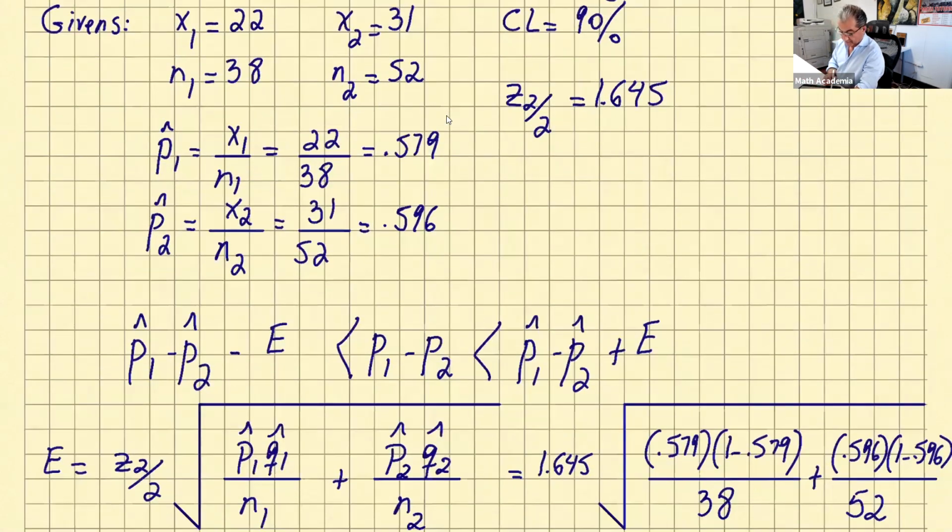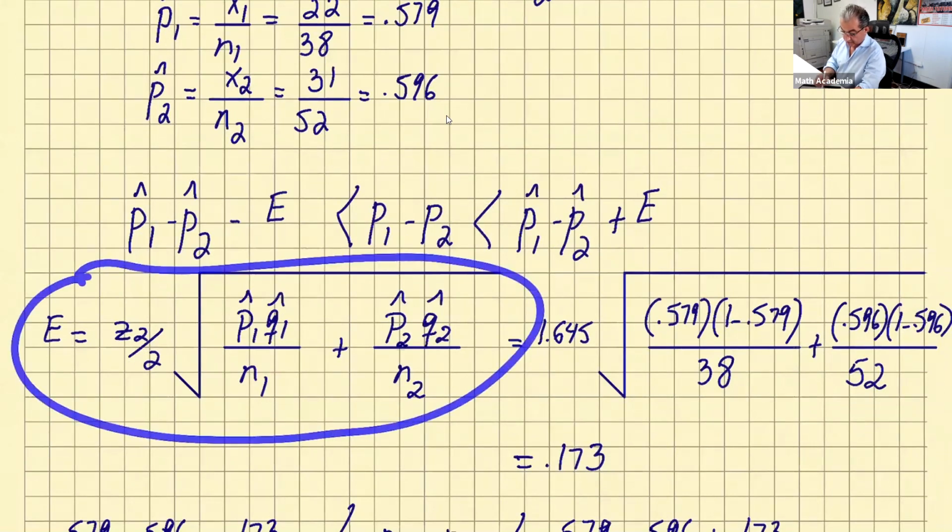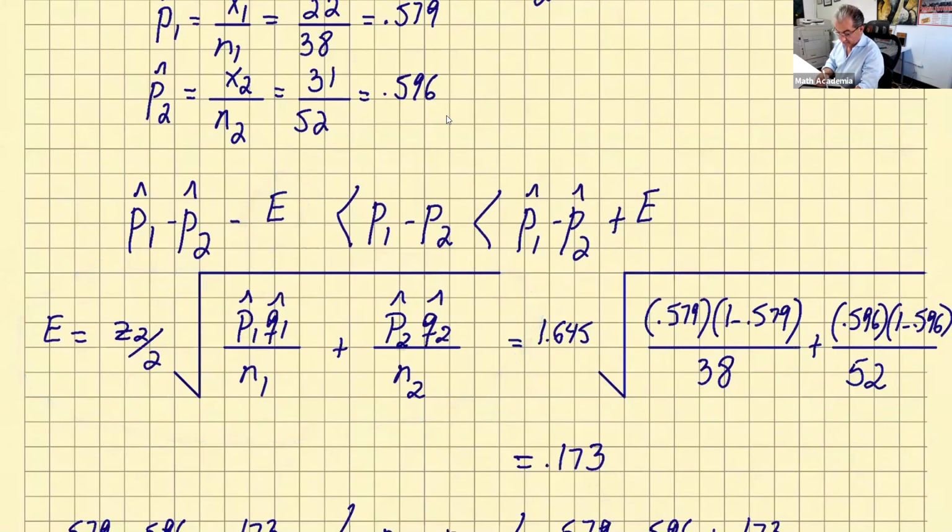Now the formula for that is p hat 1 minus p hat 2 minus E, then p1 minus p2, and on the right side, p hat 1 minus p hat 2 plus E. The formula for E is z sub alpha over 2 times the square root of p hat 1 q hat 1 over n1 plus p hat 2 q hat 2 over n2. We always use z anytime we are dealing with proportion or proportions. So again, 90% is 1.645.